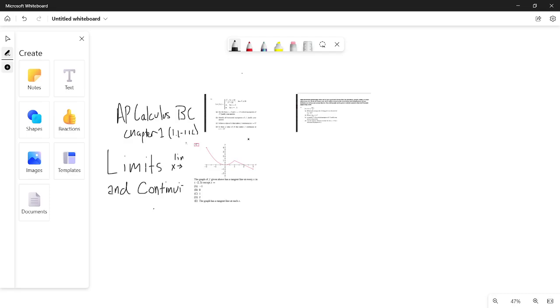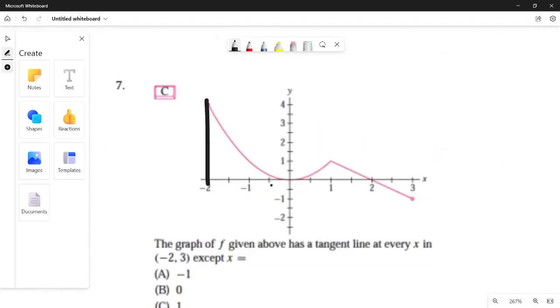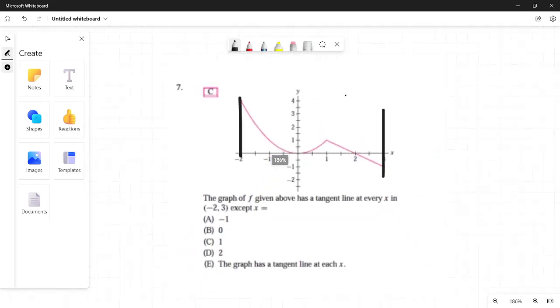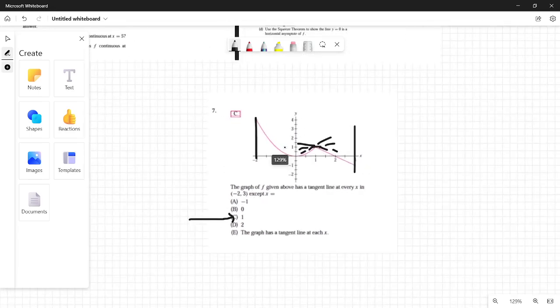The graph of f has a tangent line at every x in this interval, except for x equals 1. You see there are so many different tangent lines you could draw because of the bump. You could have a tangent line like this, a tangent line like this, a tangent line like this. So when there are many tangent lines, that means there are no tangent lines, because there's an infinite amount you can draw.